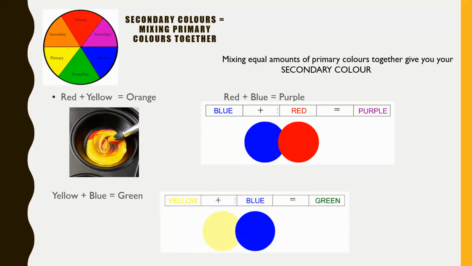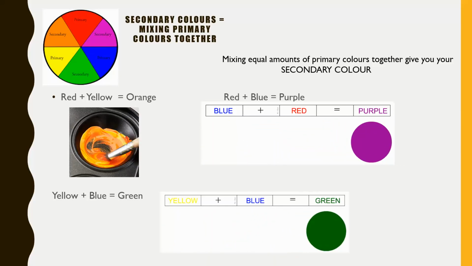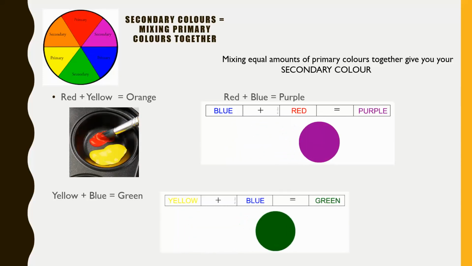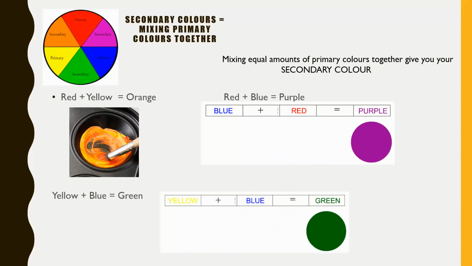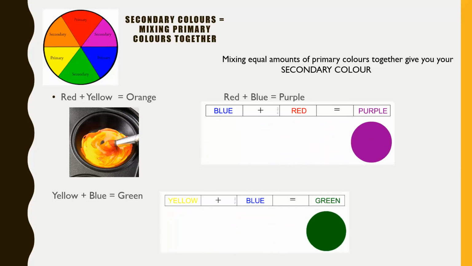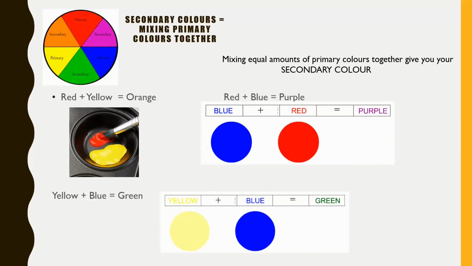Now this is all very dependent on the type of red, yellow and blue you're using. So if you're using dark red and dark blue, well, you'll get a dark purple. But if you've got a very bright lemon yellow and a very bright primary colour red, then you'll get a really bright, vibrant orange.